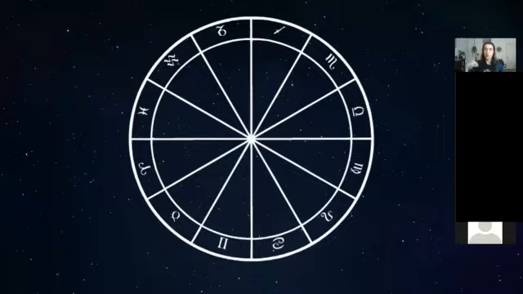Why are there approximately 30 days in every month? How many degrees are there when we divide 360 by 12? There's 30 degrees per each zodiac sign. This means that every day the sun is going to transit 1 degree through each sign. Okay?